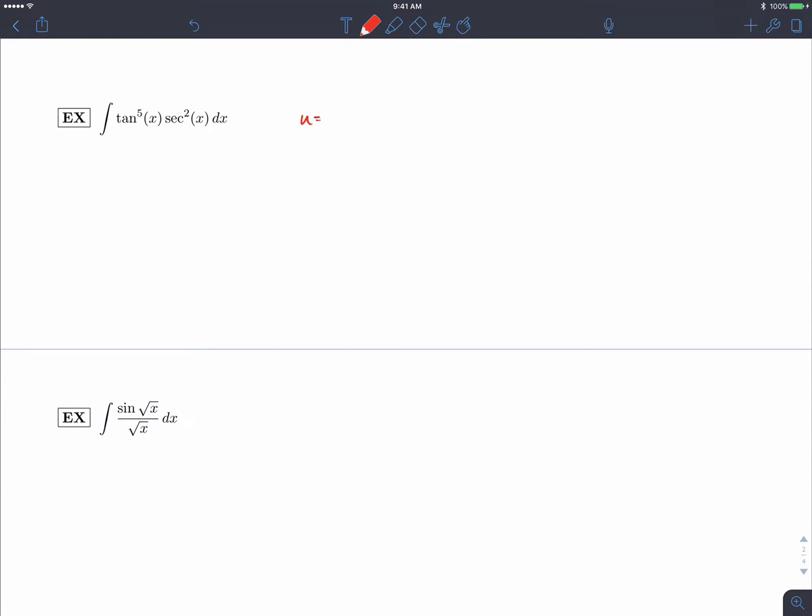If we had let u equal tangent to the power of 5, maybe. Let's just say we wanted to see what that is. Now think about what would be inclined here. Don't write this down because this actually isn't going to be correct. If we had then said, well, our du, to take the derivative of this, we're going to have to do a chain rule. So that would end up being 5 times the tangent raised to the power of 4 of x times the derivative of the tangent, which would then be secant squared x dx.